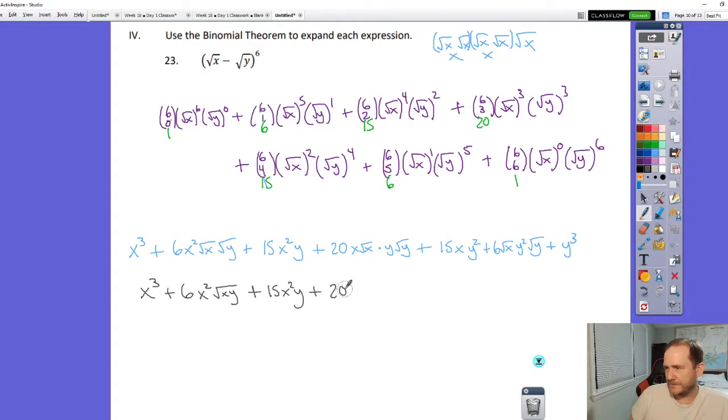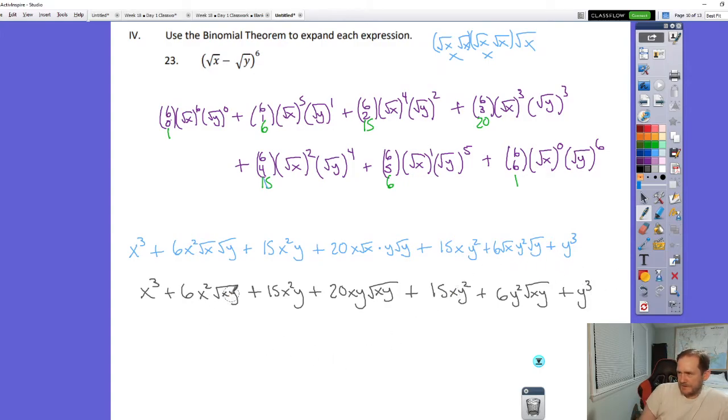I would write this as 20xy, the two guys that don't have radicals. And then the ones that have radicals can be combined into a single radical. So 20xy root xy would be how I express that term. Next, you've got a 15 xy squared, nothing to clean up there. Then you've got a 6. I would put the y squared first, and then have a root xy. And then finally you just have a y cubed.